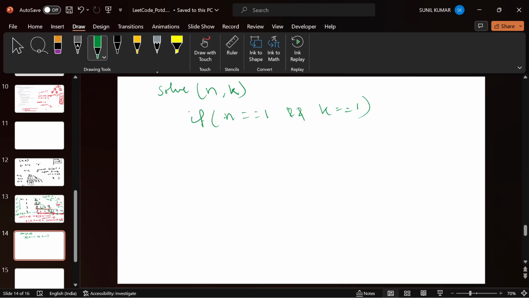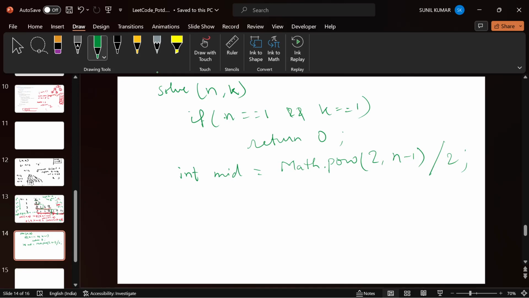So what we need to do? We need to return 0, that is given, and else what we need to do? We need to find the mid. How do we get the mid? For mid we need to find the length and then divide it by 2. So how do we get the length? We can find it by Math.pow(2, n minus 1). By this we can get the length and then divide it by 2. We get the mid.